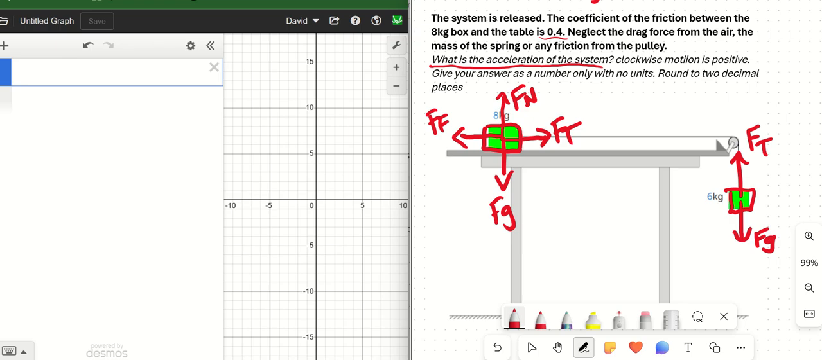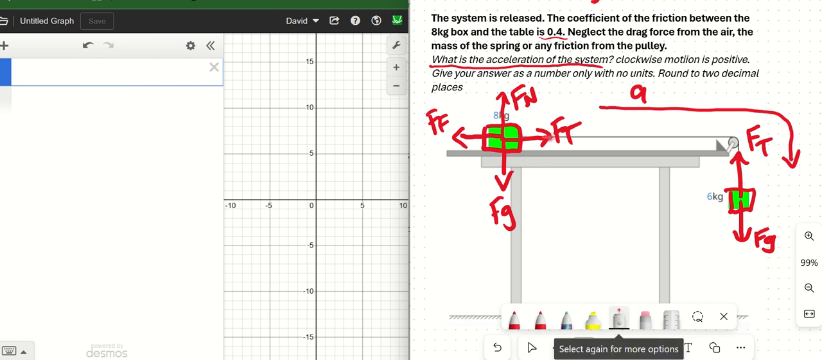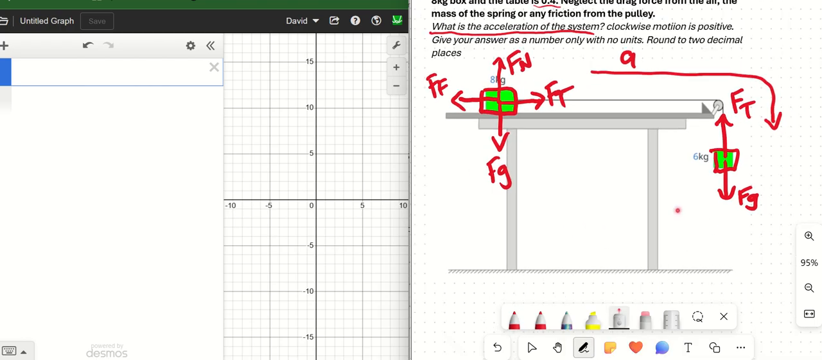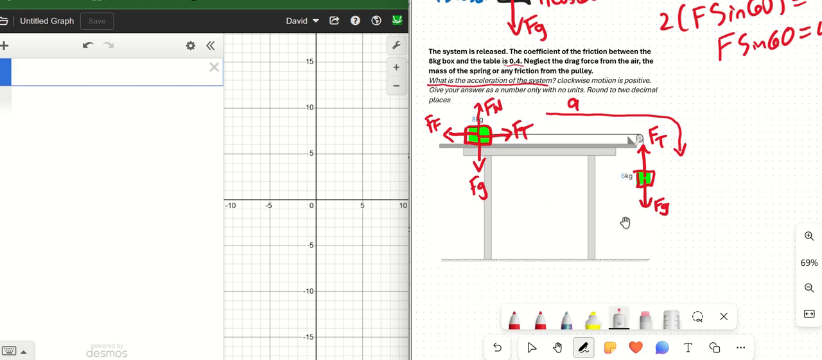Now on this system, I can tell that the acceleration is going to be going this way because there's nothing pulling it to the left. So if I have any acceleration, it's going to be acting to the right. So any clockwise motion is going to be positive. I'm going to look at just the forces that are pulling it in this clockwise direction. So if I look, this is going to be traveling to the right, this is going to be traveling down, this is a clockwise motion. Okay, so let's see what we can do with it.